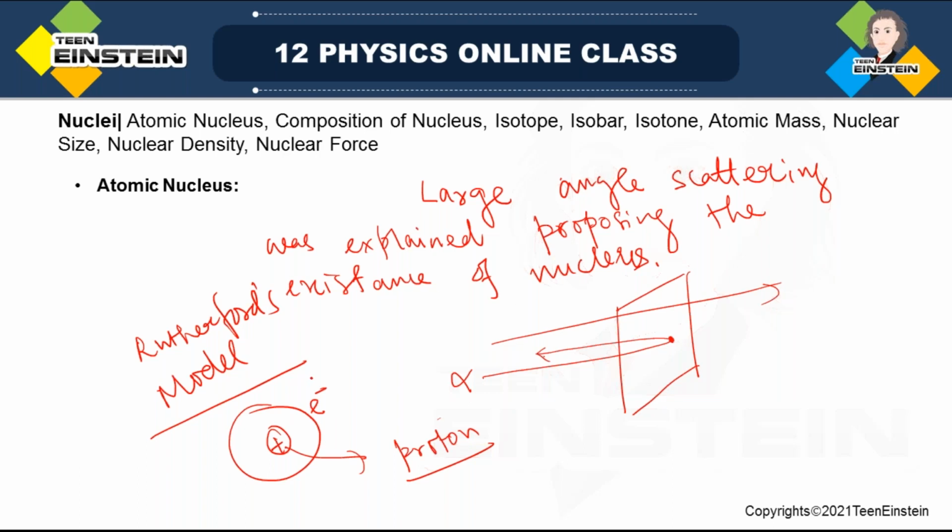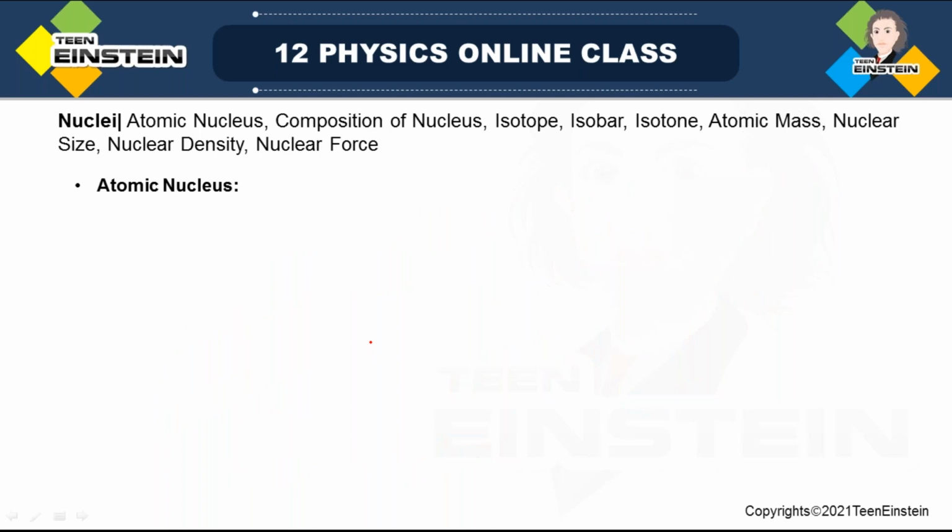Here, why I am recapping this is just to let you know how the existence of the nucleus was proposed, that is, to explain the large angle scattering of alpha particles. This was carried out by a fellow physicist of Rutherford. Anyway, this is the knowledge we have from the previous chapter about the nucleus. Now today we'll learn about its details like composition, what is inside.